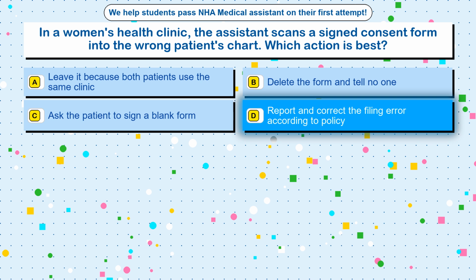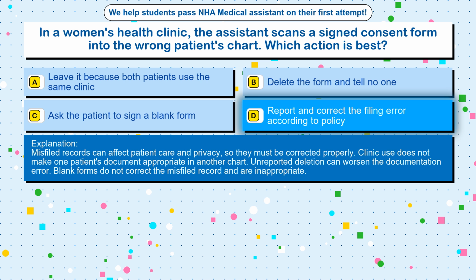The correct answer is option D, report and correct the filing error according to policy. Misfiled records can affect patient care and privacy, so they must be corrected properly. Clinic use does not make one patient's document appropriate in another chart. Unreported deletion can worsen the documentation error. Blank forms do not correct the misfiled record and are inappropriate.